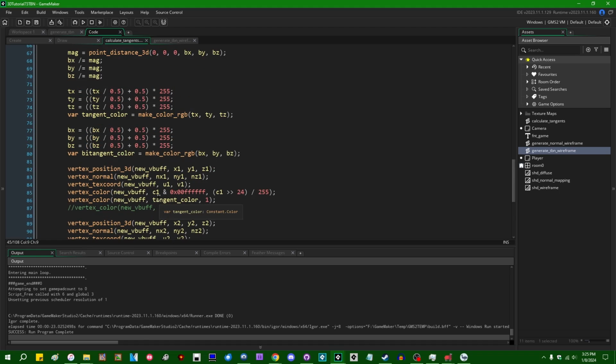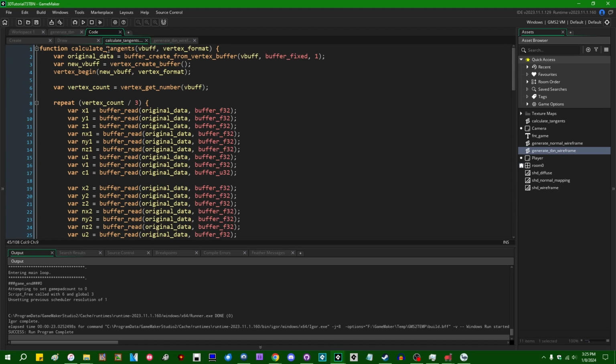And lastly, all this, calculating tangents, this is something that you really should not do in an actual game. You really should do what I did in the last video and compute these ahead of time and store them in a file, and then just load the file into video memory with the vertex create buffer from buffer function.